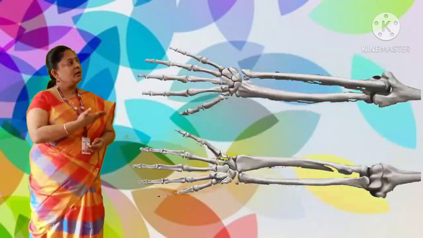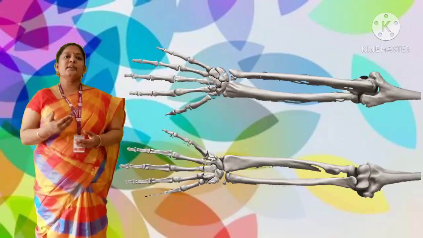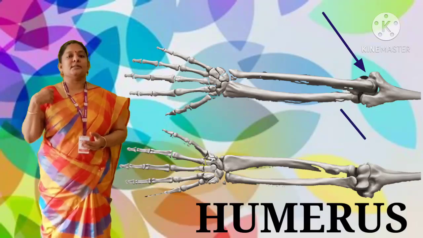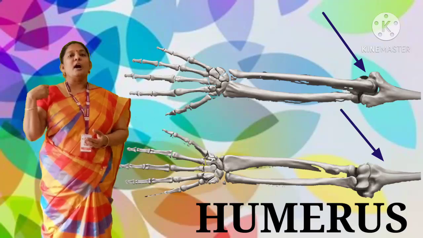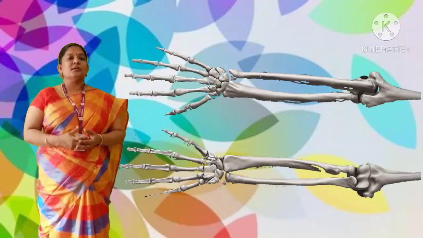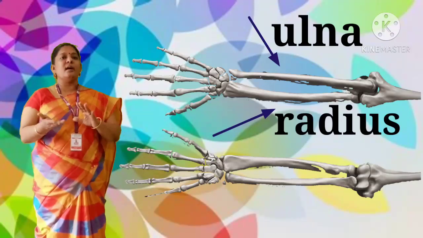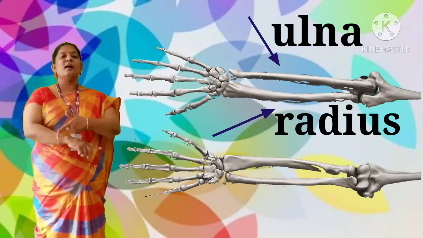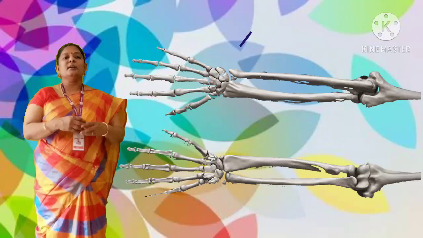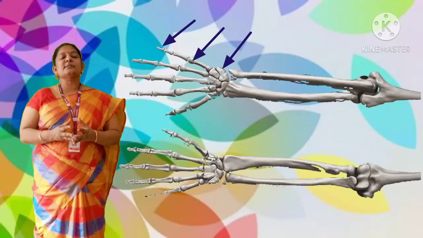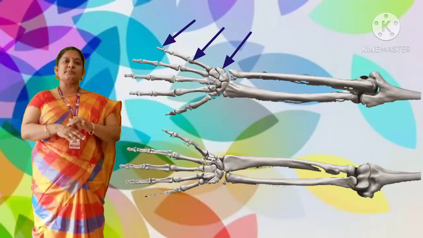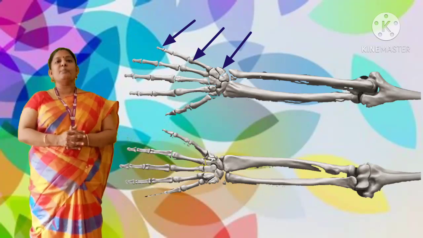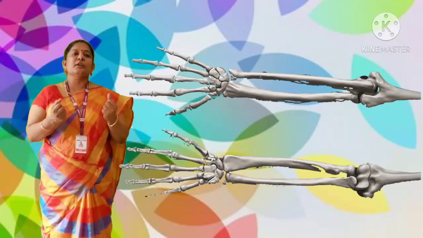Let us see the arm bone. Arm bone is the upper limb. It is made up of humerus. What's the name of the upper arm bone? Humerus. Then here radius and ulna. Two bones are there in this portion. Radius, ulna. Here carpals, metacarpals and phalanges. These are the names of bones present in our finger portion.